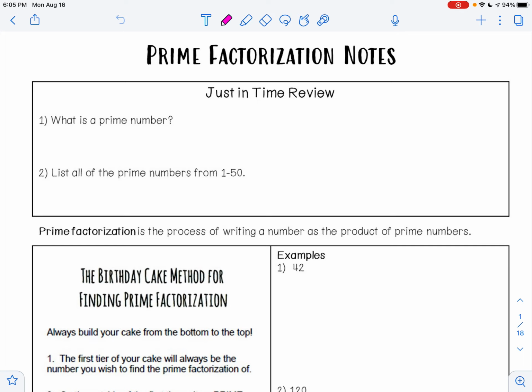Let's review a couple things before we get into what prime factorization is. What is a prime number? A prime number is any number that is only divisible by 1 and itself.